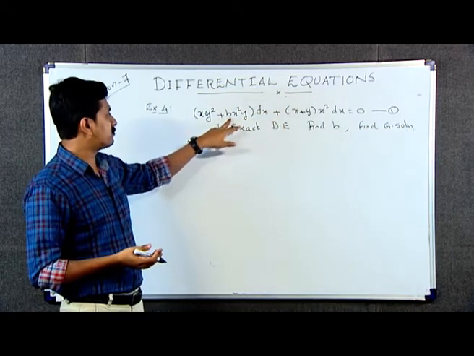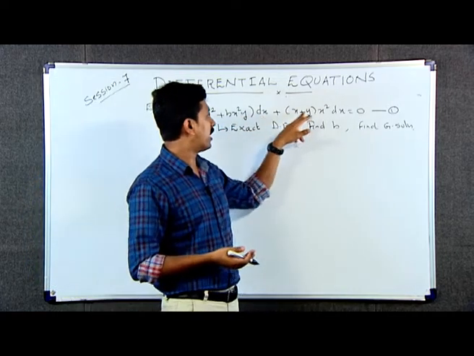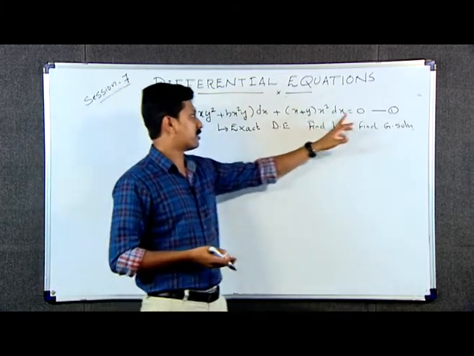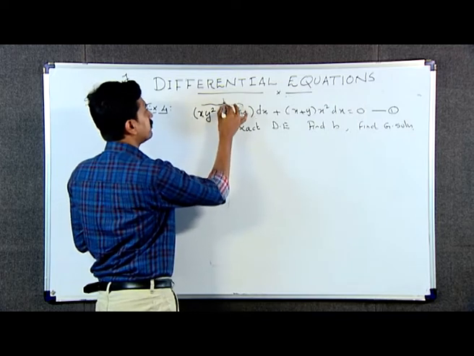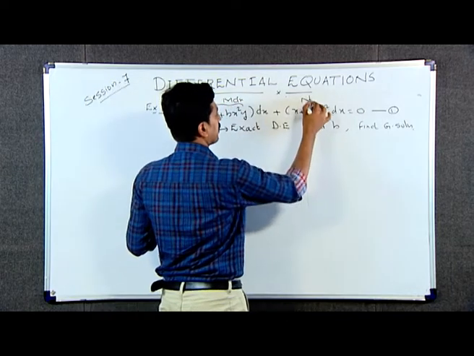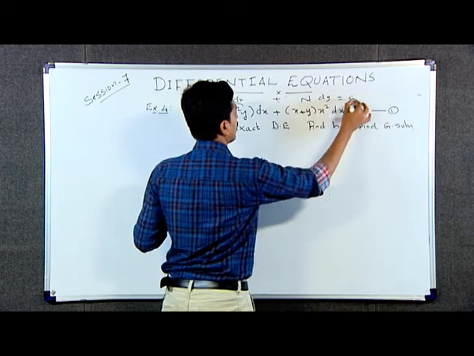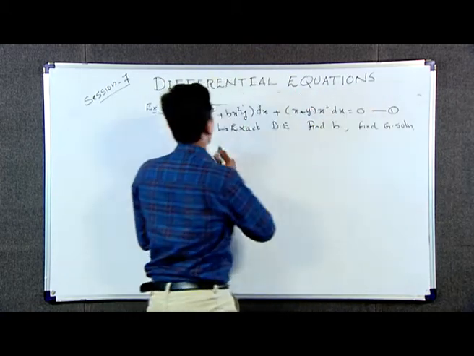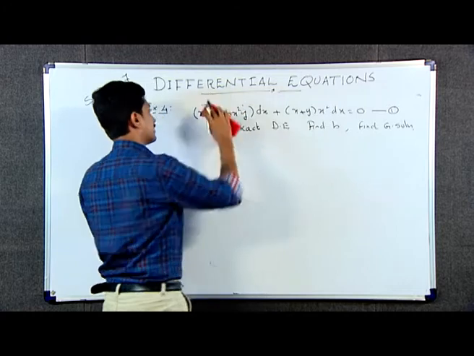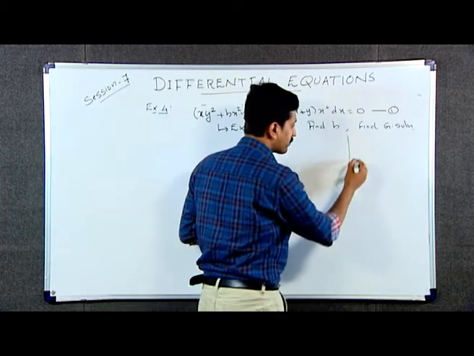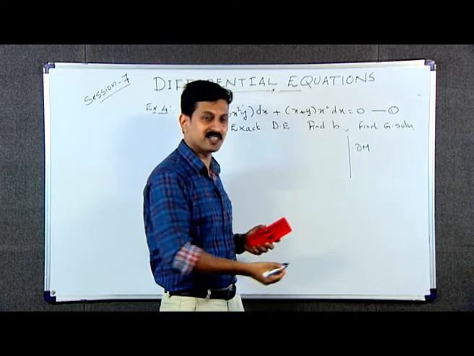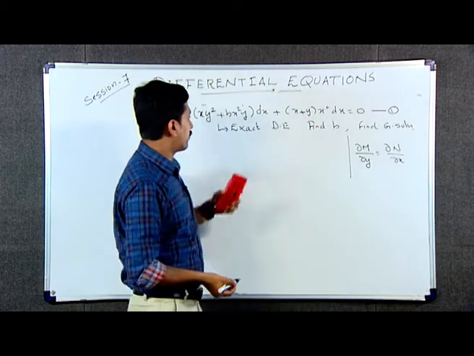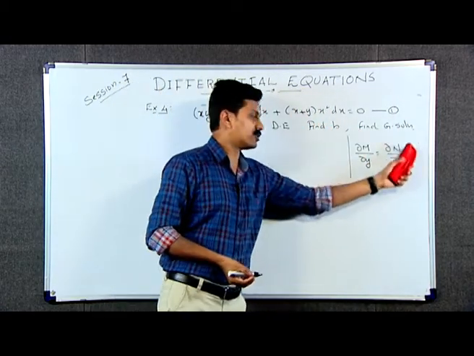See, (xy² + bx²y) dx + (x + y) x² dy equal to 0 is actually our equation. This is of the format M dx + N dy equal to 0. Now, we are given that it is exact. Because it is exact, we know the condition of an exact differential equation: ∂M/∂y is equal to ∂N/∂x. Therefore, given that this is exact, this will happen.